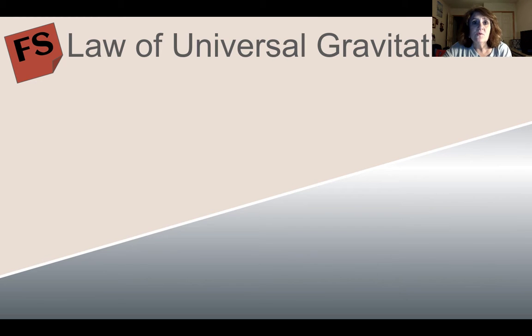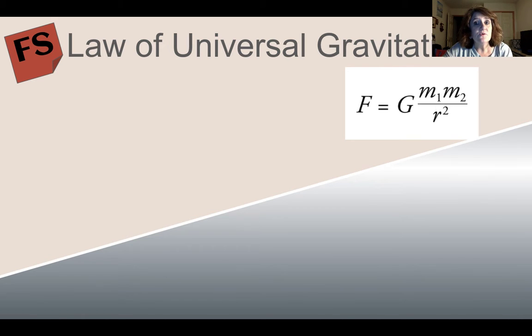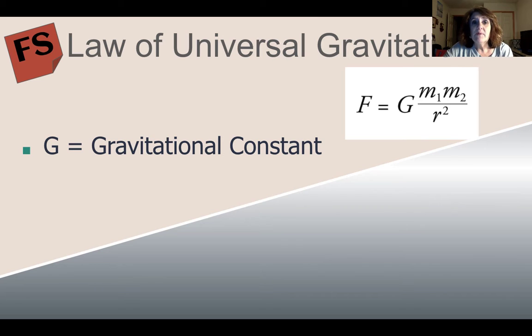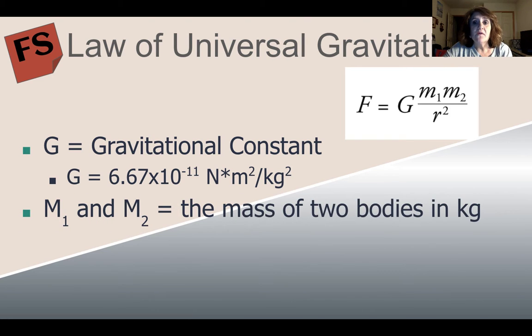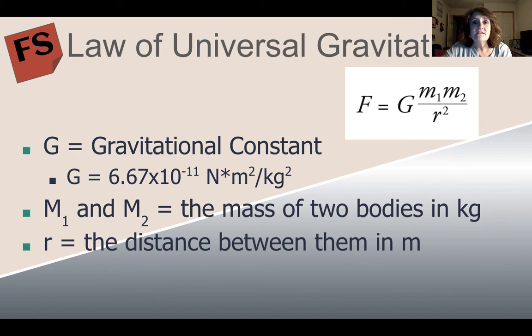On your formula sheet, you want to have two boxes for the law of universal gravitation. The original equation says F is equal to big G m1 m2 over r squared, where big G is the gravitational constant. The gravitational constant that Newton discovered is actually 6.67 times 10 to the negative 11th. M1 and M2 are the masses of the two bodies in kilograms, and R is the distance between them in meters. That should go in box 1 on your formula sheet.